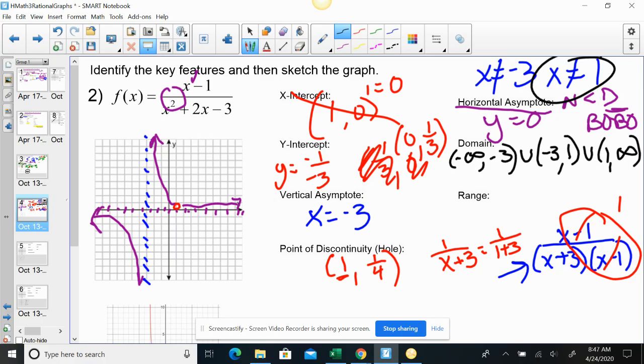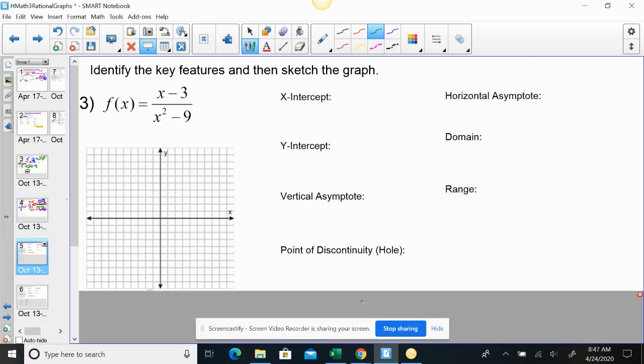Your range is your y, so we just need to look at the y-axis. The only thing y can't be is that 0 value. So my range is negative infinity to 0, union 0 to infinity. Okay, example 3. Try it before I do it, please.